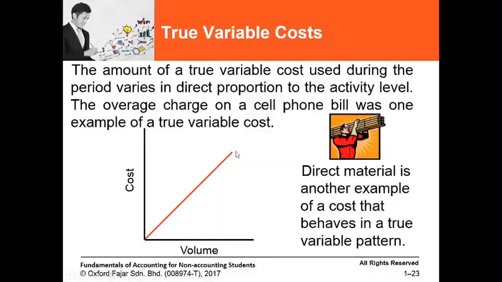Okay, so that is what we call true variable cost, a direct proportion to the activity level. If the volume increases, the cost will increase no matter what. So that is the definition of true variable cost. Let's say you are sending 5 messages, your cost will be at this level. If you are sending 100 messages, your cost will be higher. No matter what, it will go higher and have this direct straight line in the graph. So that is true variable cost.